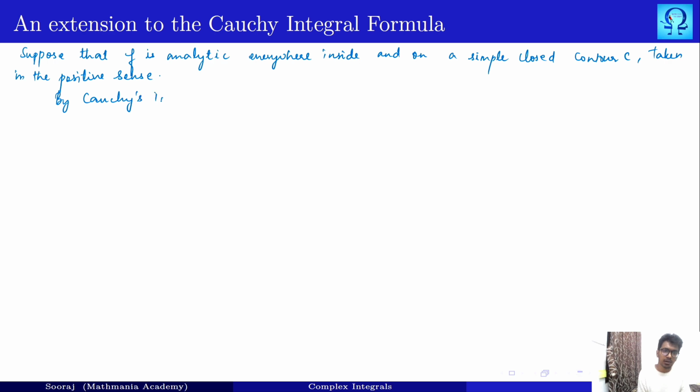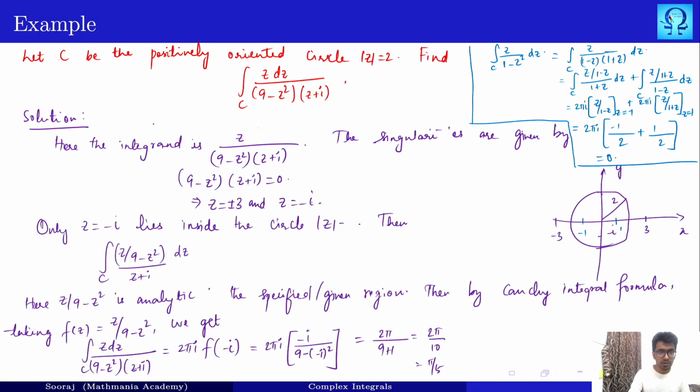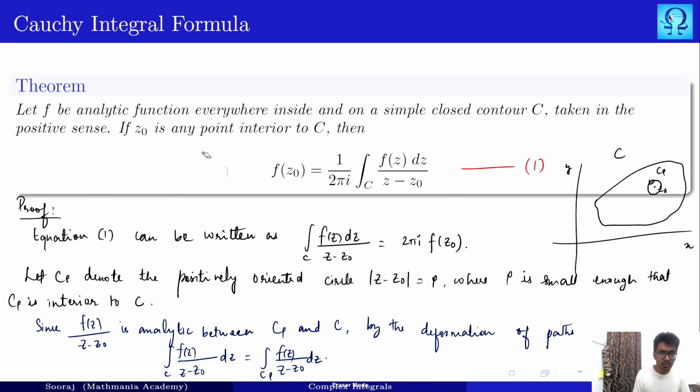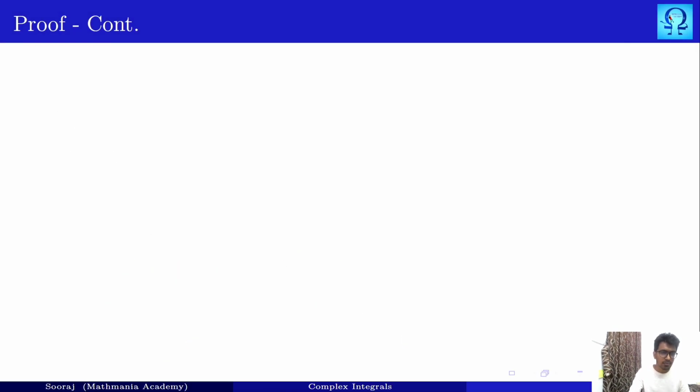By Cauchy's integral formula, the expression that we have just derived, that is the Cauchy integral. I forgot to tell you this. It is specified, but this theorem is the Cauchy integral formula. So if you are asked to derive the Cauchy integral formula, you will have to prove this theorem. If you are asked to state and prove a theorem on the Cauchy integral formula, then also you will have to do the same thing.